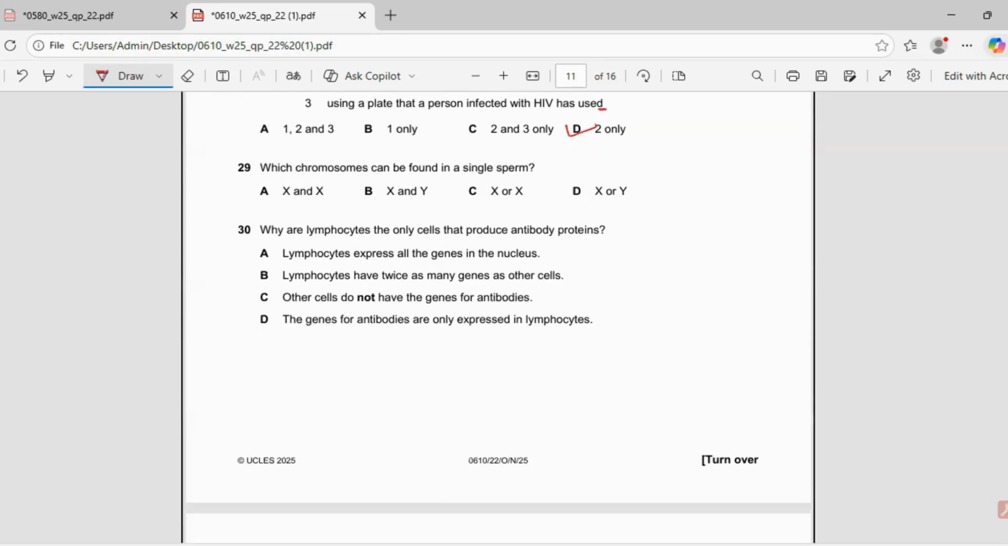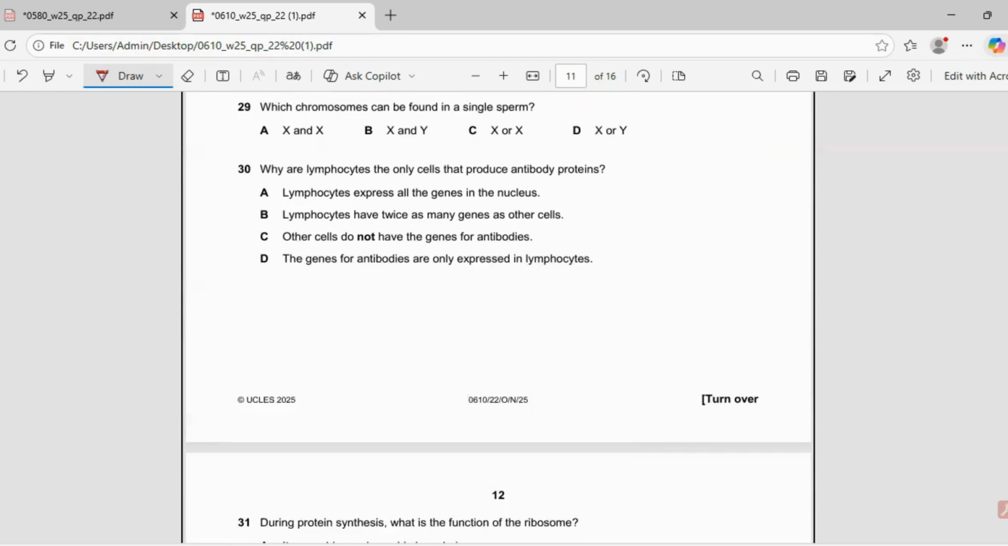Next is, which chromosome can be found in a single sperm? So you know that the sperm is haploid. A single sperm will carry either X or Y, because the male carries X and Y chromosomes.